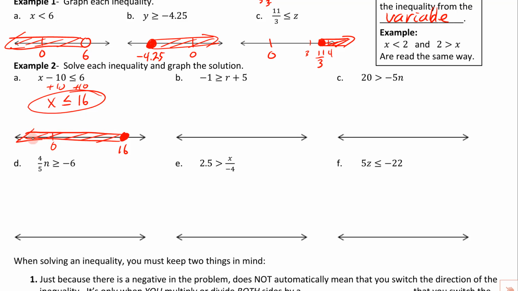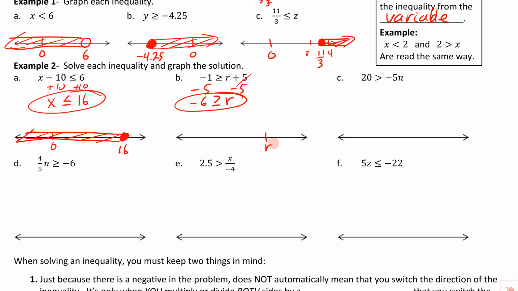All right. Next one. We're going to get the r by itself, so we're going to subtract 5. Subtracting does not change the direction of the inequality, so we get to leave it like that. So we've got an r over here, and we've got negative 6 on this side. Again, we can circle that.